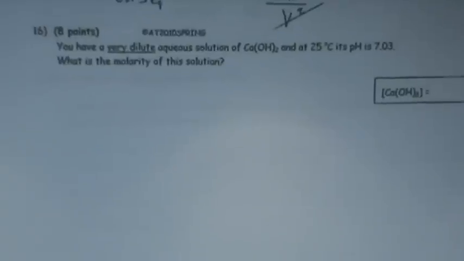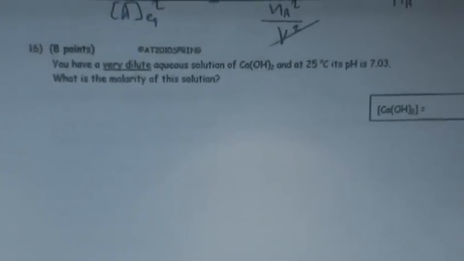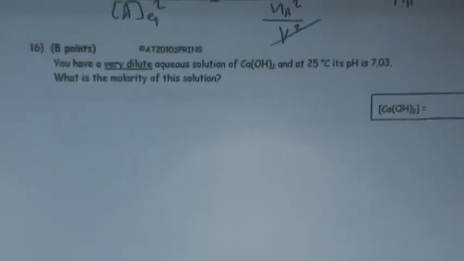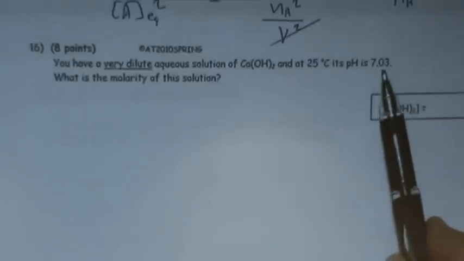What does it say? A very dilute solution of calcium hydroxide. What's the molarity of this solution? Does it make sense? This number, does that make sense?